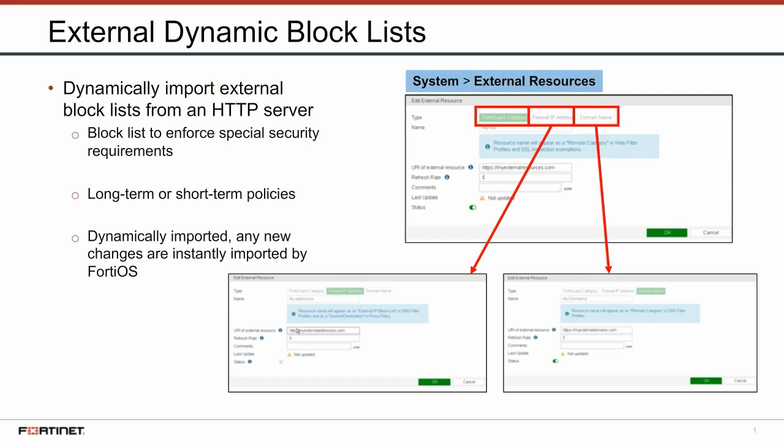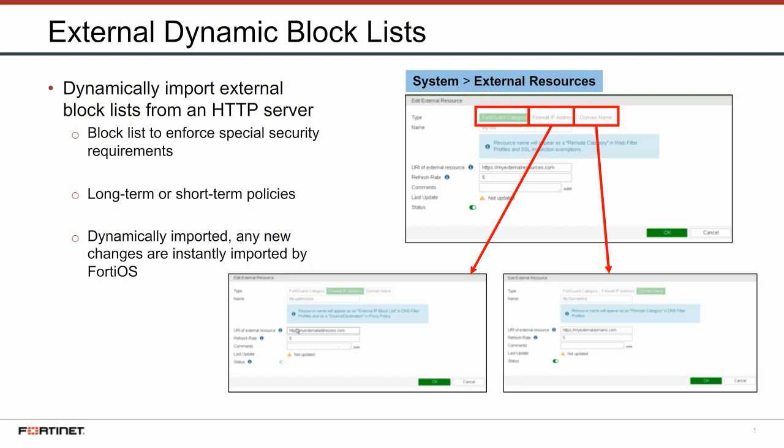External Dynamic Block Lists. External Dynamic Block List is a new feature in FortiOS version 6.0 that introduces the ability to dynamically import external block lists from an HTTP server. You can use the block lists to enforce special security requirements of your organization.